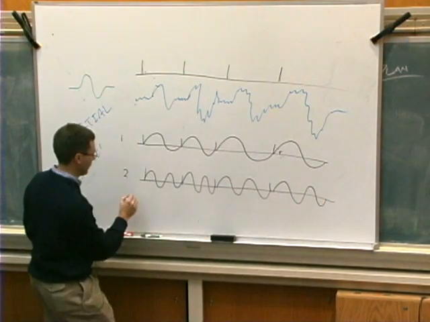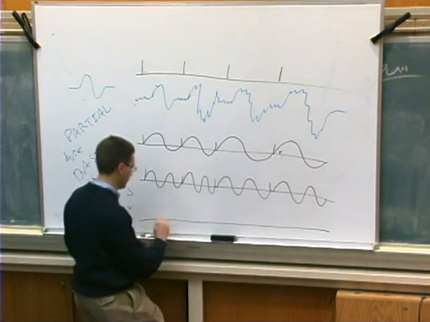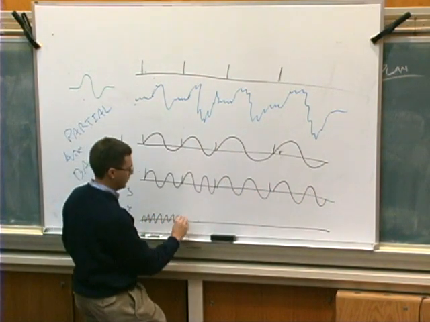And so on and so forth. 3, 4, 5, etc. Until you finally get down to this last covariate, which is modeling a very high frequency up and down kind of thing.